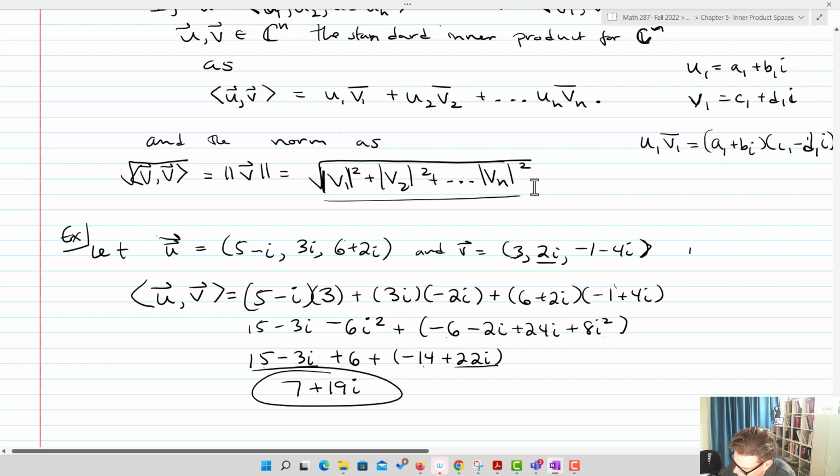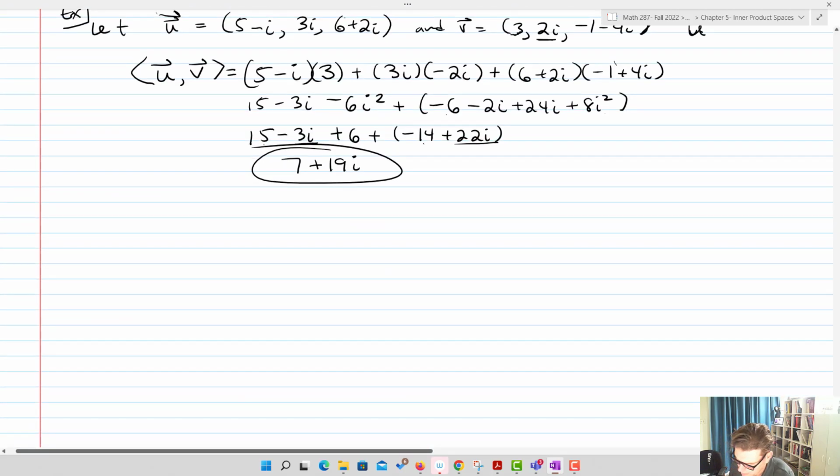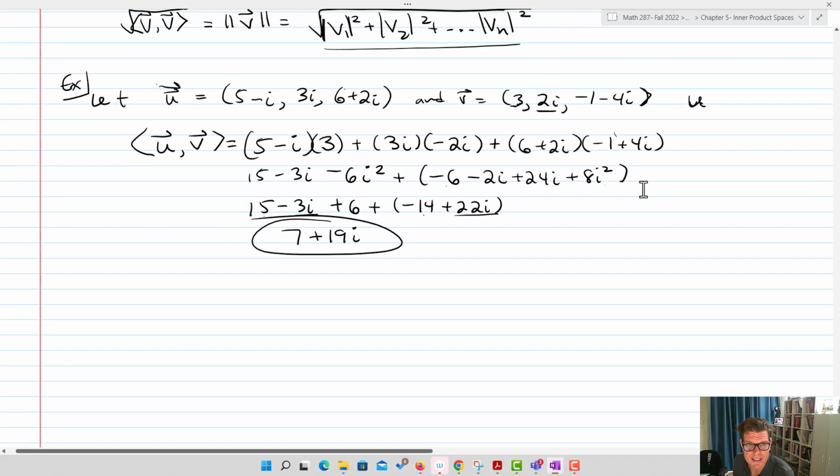Basically, like we said, we're going to take each component of u, and then multiply it by the conjugate of v. Go ahead and switch the order, see if you get the same thing. Turns out you will. All right.